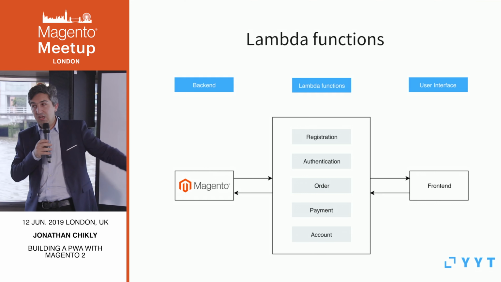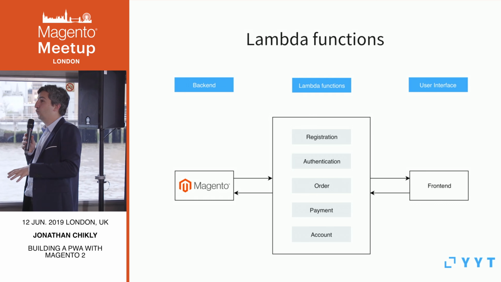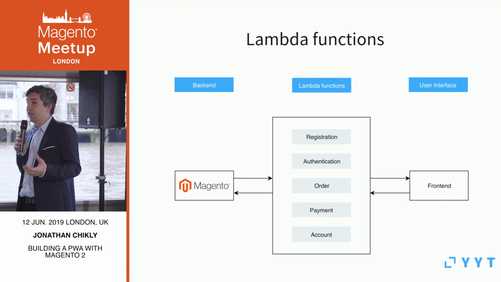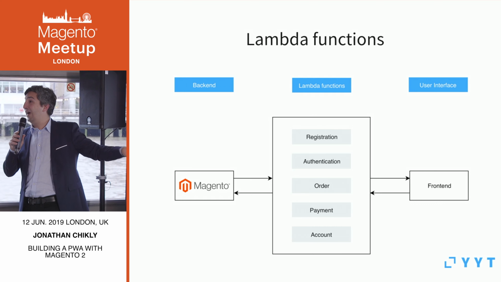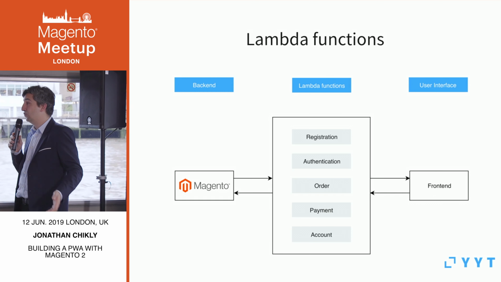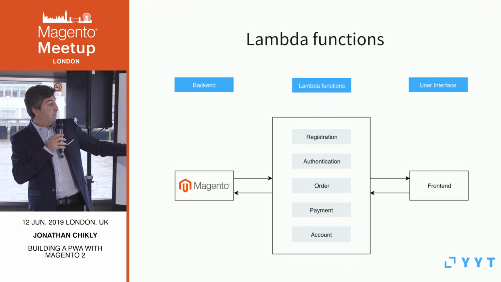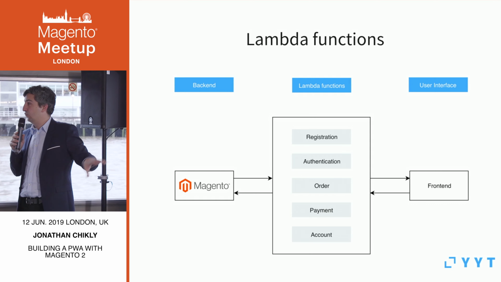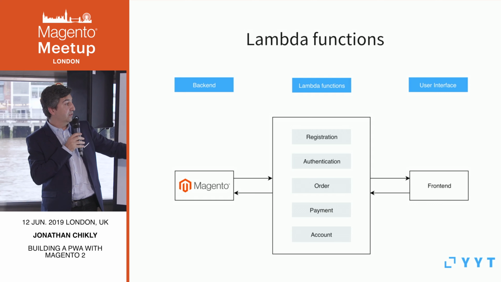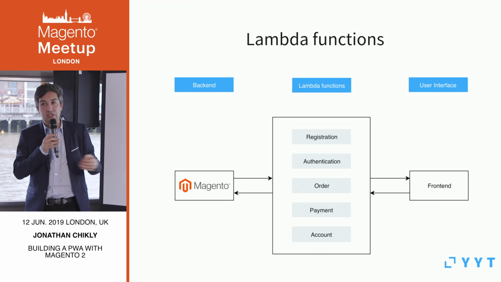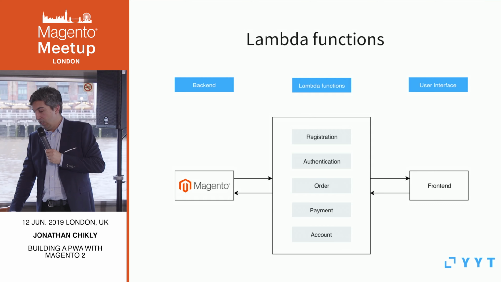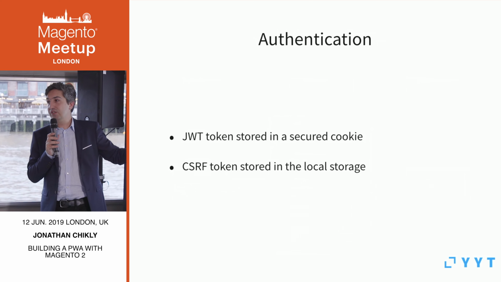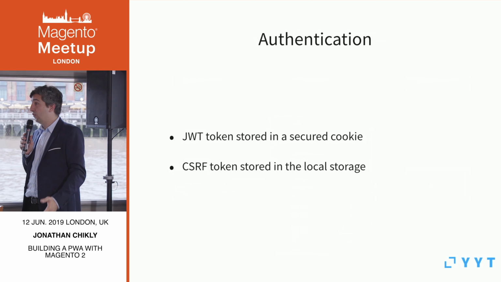So you have the front end, and since it's a front end application, we cannot speak directly to Magento, because it would mean we need to expose the Magento API admin token to the front end. So we had to build our own server, and to make it as lightweight as possible, we have those Lambda functions that just process specific actions. In our case, registration, authentication, order, payment, account, etc. And it all works.